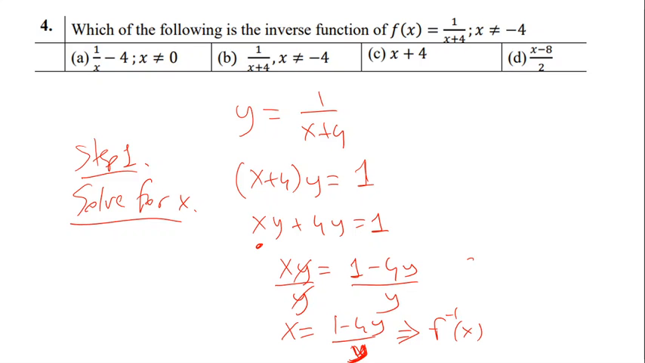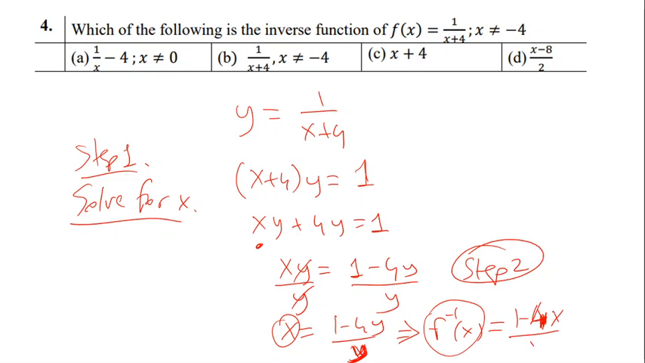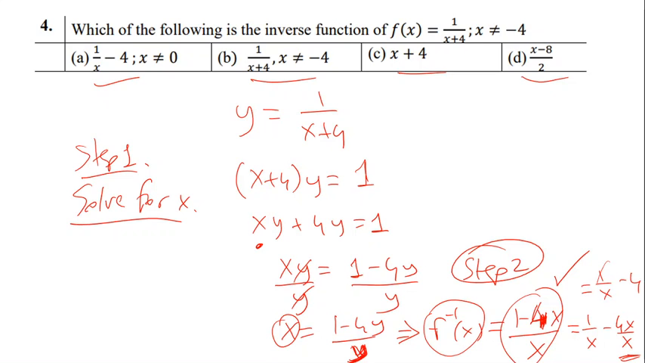This is now I'm doing step 2 here. I'm changing x with f inverse of x, and y with x, so it's 1 minus 4x divided by x. And then you can separate them, and when you separate them, you will get this one. You know, this is the answer. This is final answer. It's okay. But when you look at the choices, we don't see this one. So it's better we split them, we separate them, and then we make this simplification, and we will end up with 1 over x minus 4, which is a.